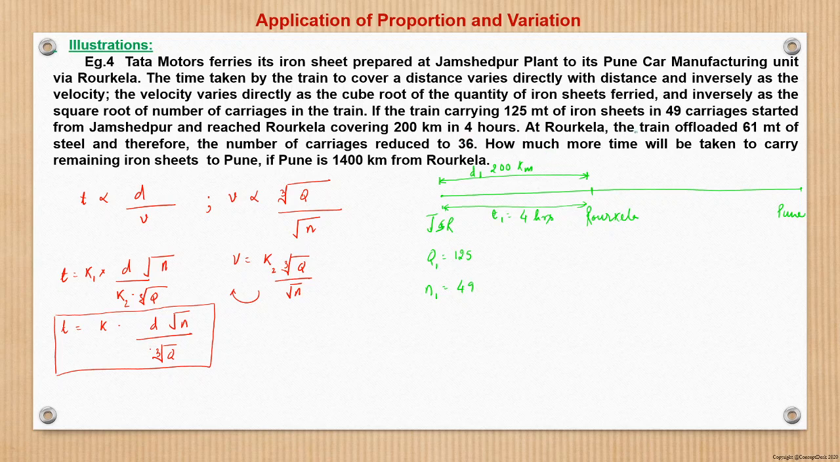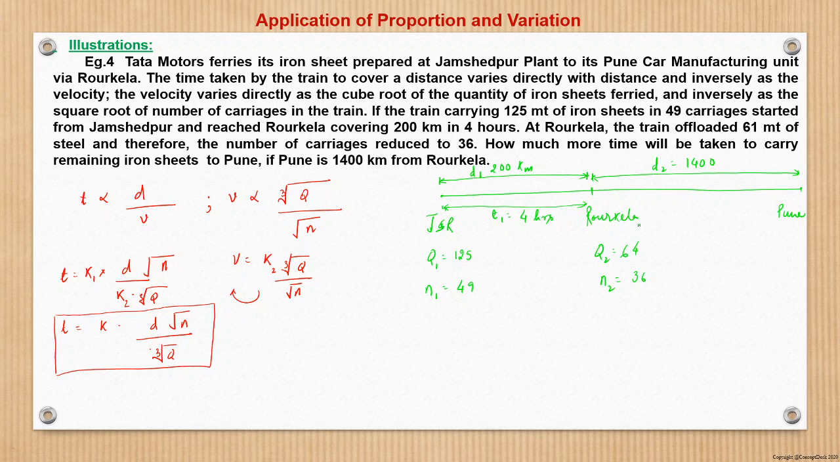In 4 hours at Rourkela the train offloaded. When the train reaches here, the train offloaded 61 million ton of steel, and therefore the number of carriages also reduced to 36. So what is the reduced quantity of iron which is to be ferried from Rourkela to Pune? That is 125 minus 61, which is nothing but 64. And what is the reduced number of carriage? That is 36, right? And from Rourkela to Pune, the distance is given as 1400 kilometer. So D2 is 1400 kilometer.